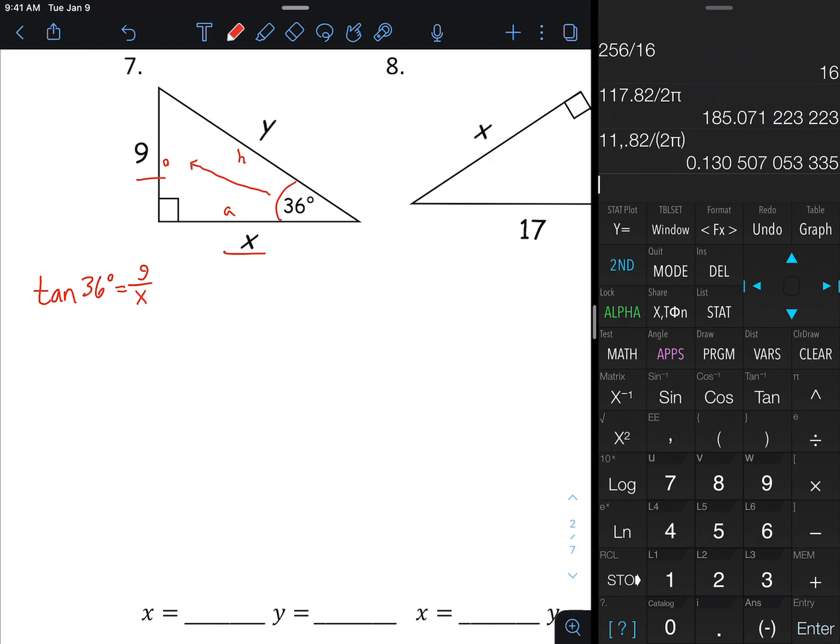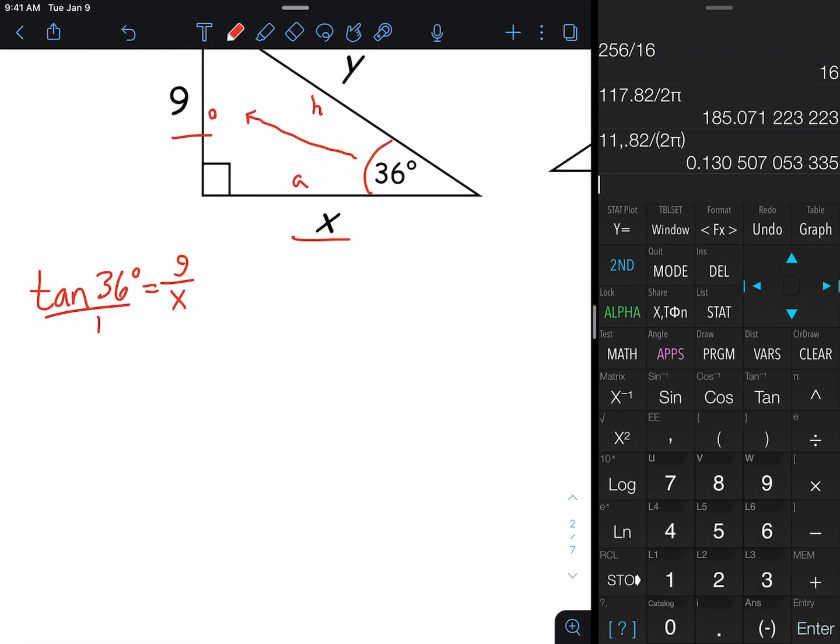Now some people learn the shortcuts. If x is in the denominator, it's a division problem. But one way you can solve these every time, if you don't know the shortcuts, is write this as a fraction and then cross multiply. X times tangent of 36 is just x times tangent of 36. And then 1 times 9 obviously is 9. Then you're trying to isolate x, so you divide both sides by tangent of 36 to cancel out tangent of 36 on the left side.